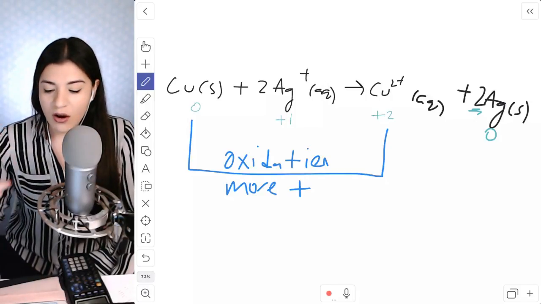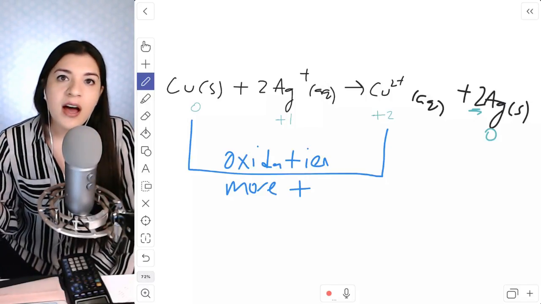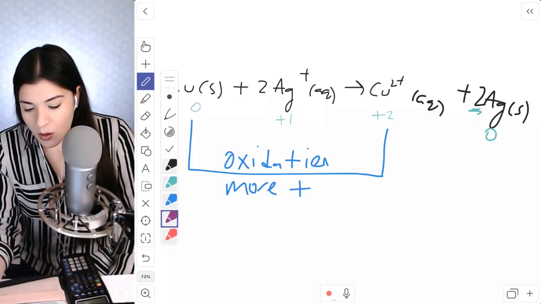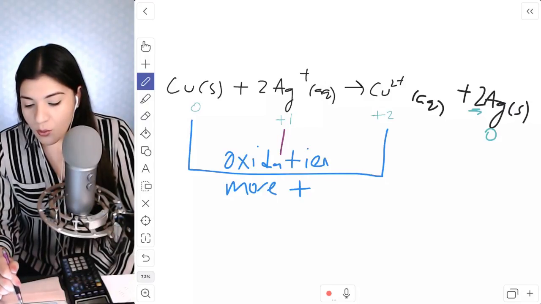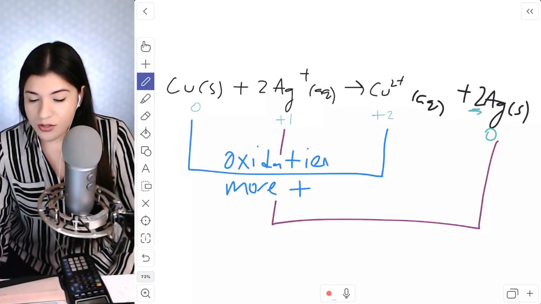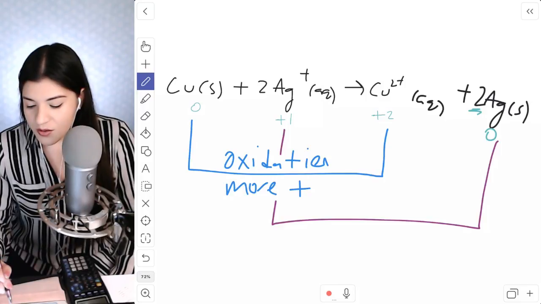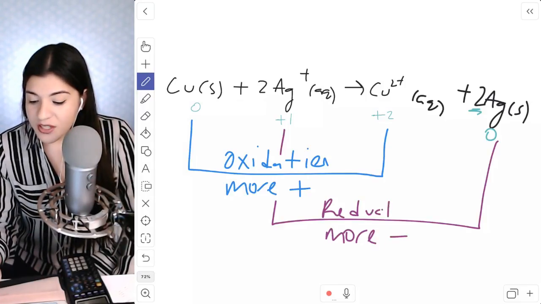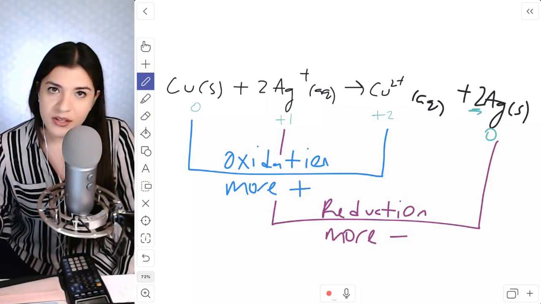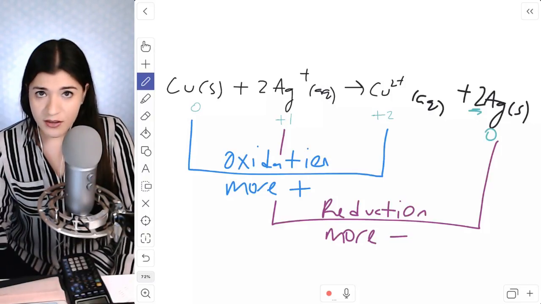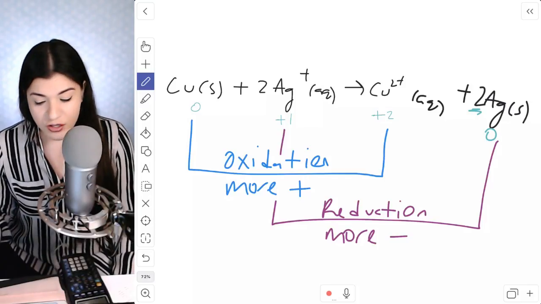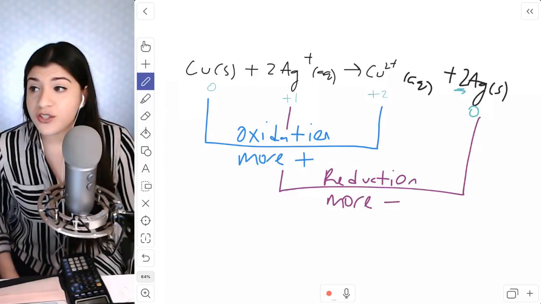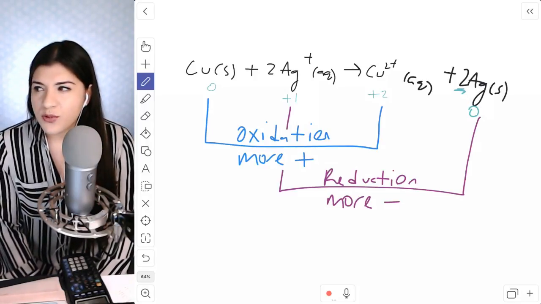Just look at it as our oxidation numbers becoming more positive as we go from reactants to products. And reduction is the opposite. If I look at silver, we're going from +1 to 0, so we're reducing, becoming more negative, which is reduction. Reduction is actually gaining electrons. That's why it's becoming more negative, since electrons are negatively charged. That's how you would know which one's which. Okay, so hope that makes sense.